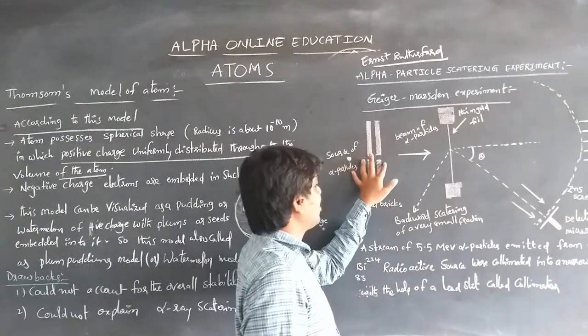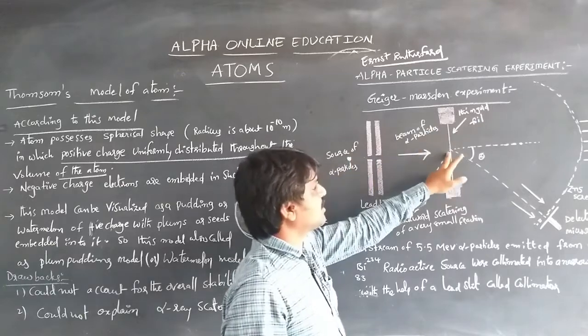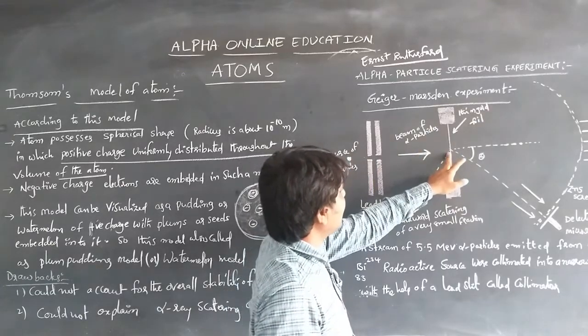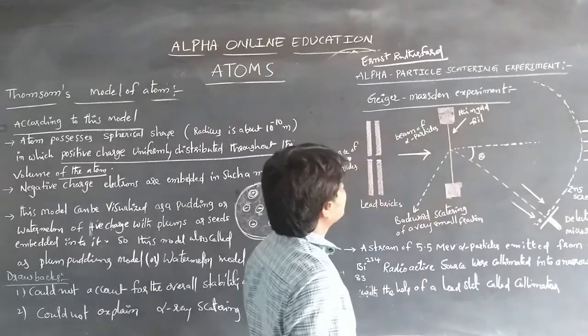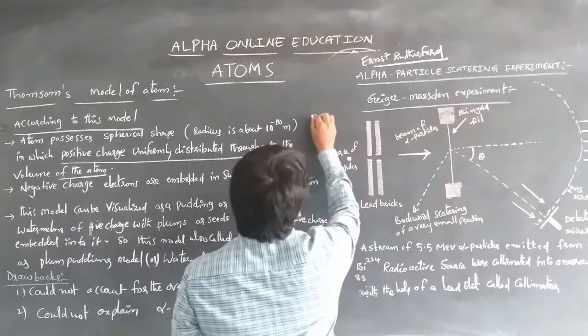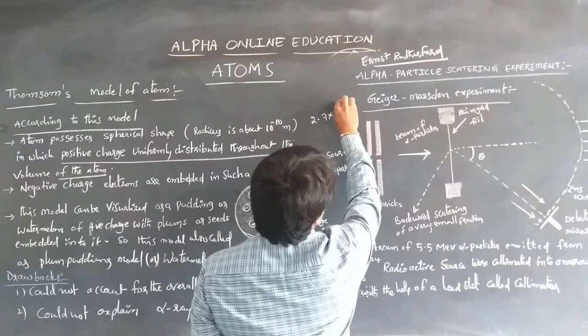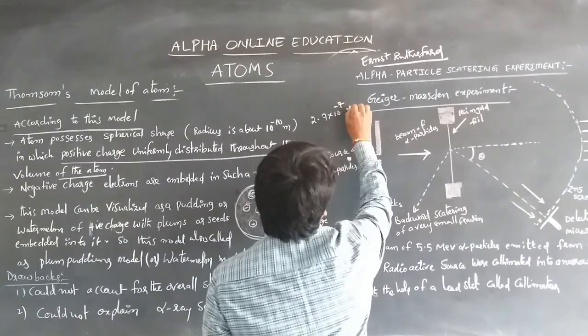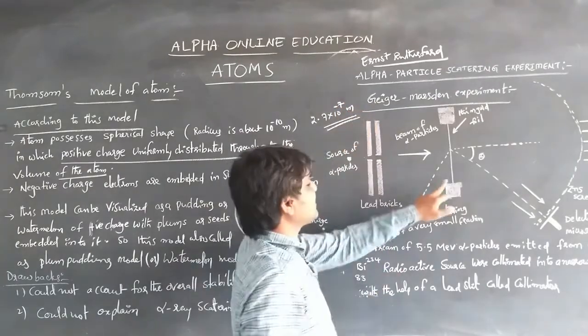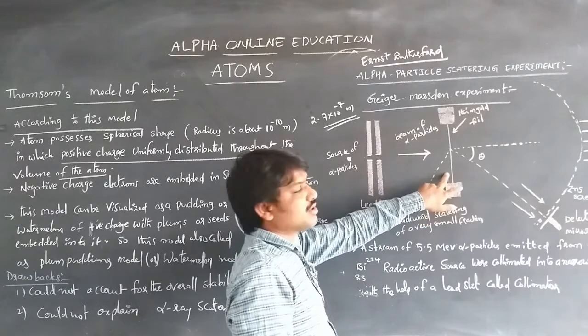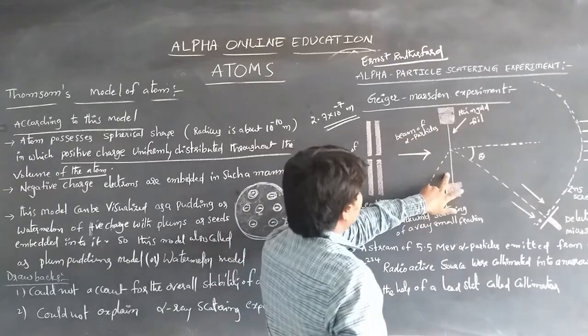With the help of the collimator, the narrow beam is incident on the gold foil, which has a thickness of approximately 2.7 × 10^-7 meters. This is the thickness of the gold foil.